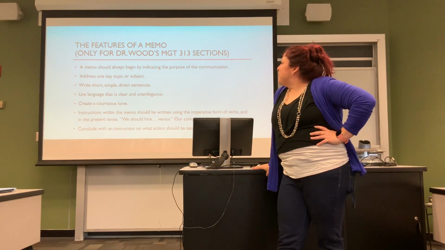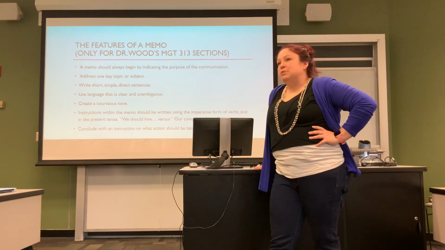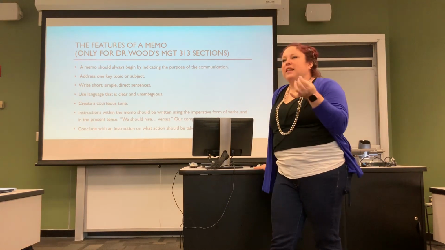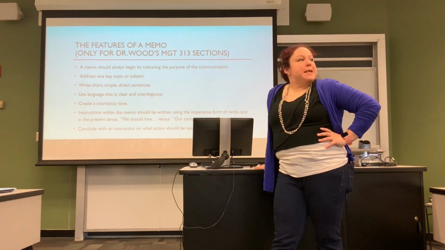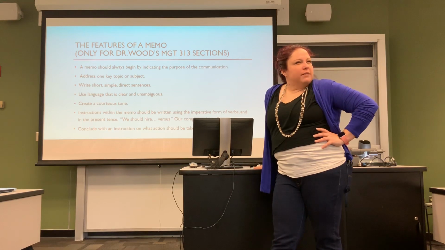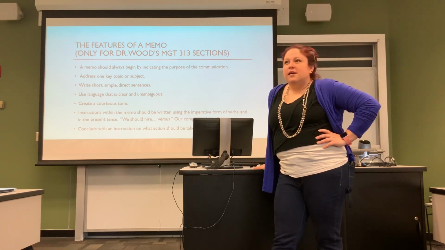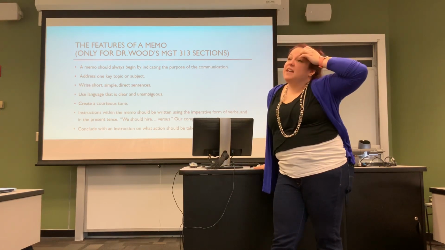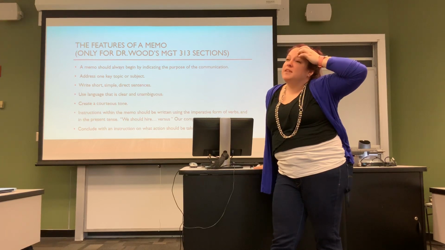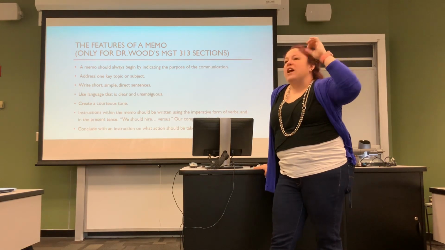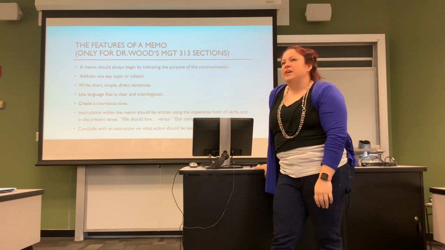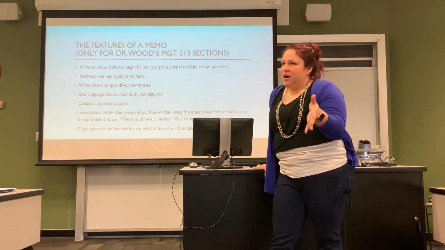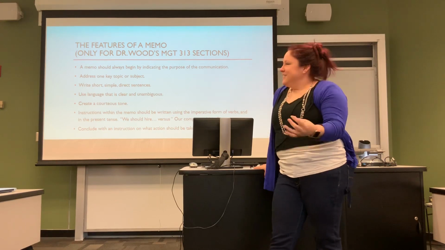You want to write short, simple, direct sentences for the most part, okay? Unless you're going to bring in that human element. Use language that's clear and unambiguous. What does ambiguity mean? Anybody know? Being very vague. Something that's not clear. When something's vague, it can be interpreted a number of different ways. And you don't want that. You want whatever message you're sending out to be received exactly the way you intended it to. Now, it's not always going to happen, but you want to try for that, right?